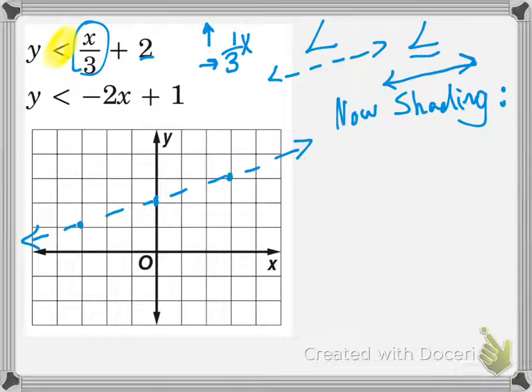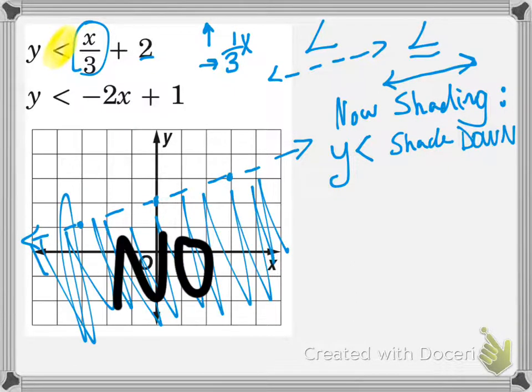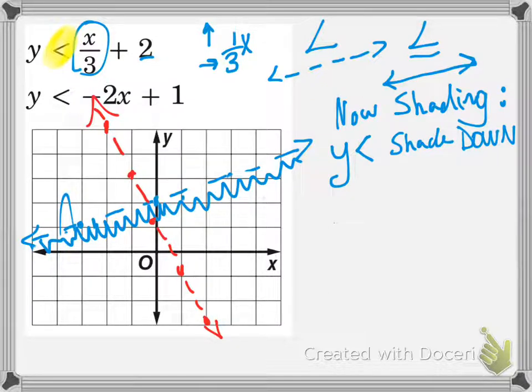So if the y is less than, we're going to shade down. If the y is greater than, we would shade up. What I don't like to see is a giant shaded region, because we're going to be doing a bunch of these and it gets all messy. So what we're going to do is just shade a little 5 o'clock shadow on that line, and then using the slope and y-intercept, we graph the red line.